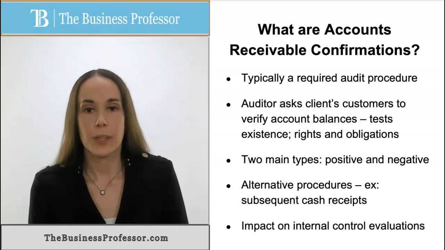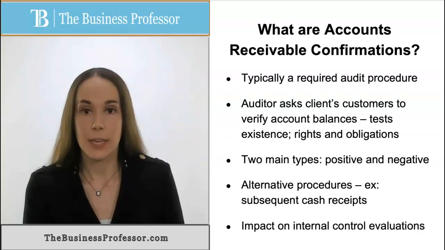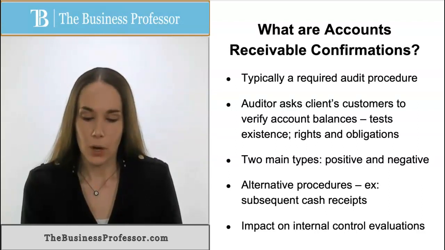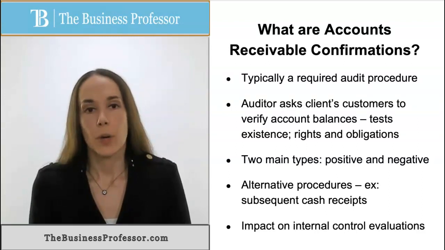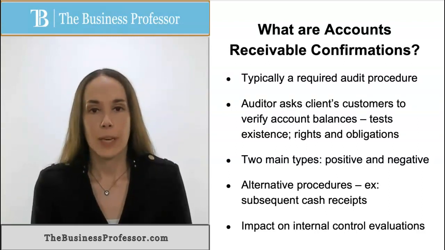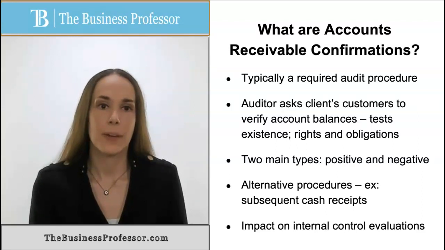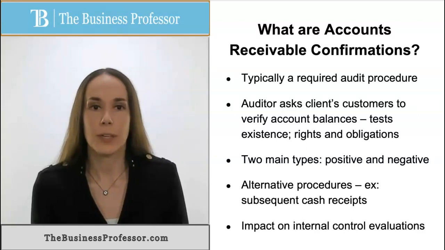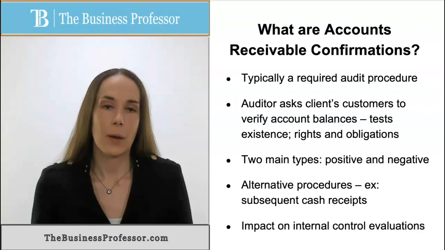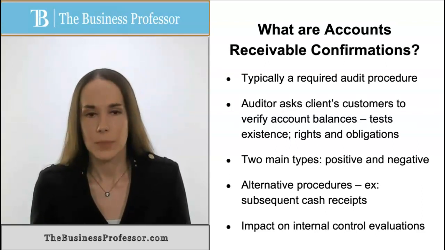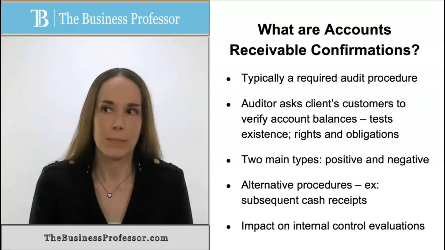Alternative procedures that could be conducted instead of confirmations include examination of subsequent cash receipts. So if an account receivable was outstanding at year end, and then shortly after year end a payment was received, then that provides evidence that that was truly the amount owed, because typically people don't go around paying money they don't owe.